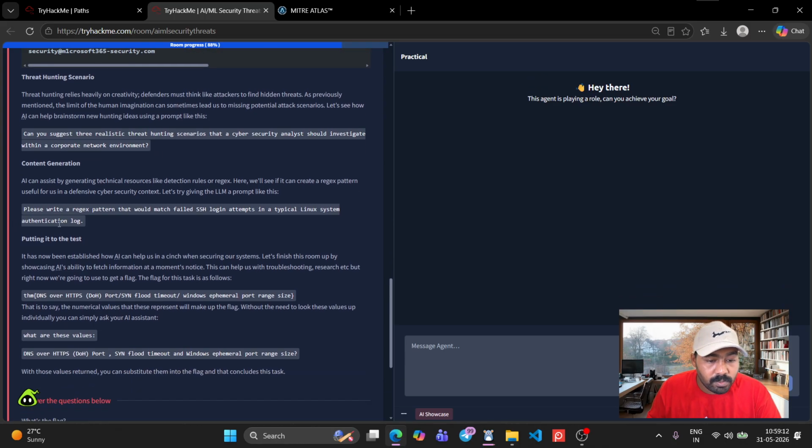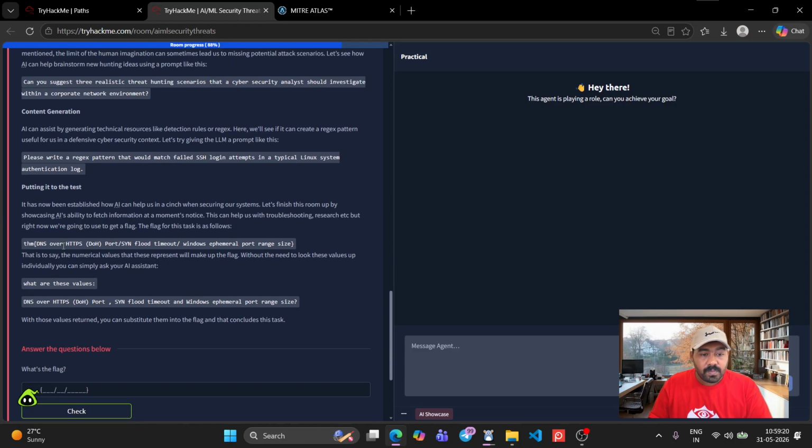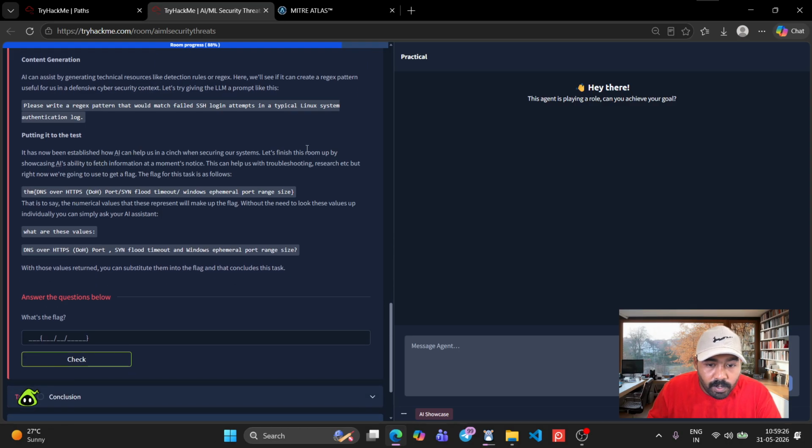Content generation. Please write a regex that would detect a failed SSH login attempt in a typical Linux system authentication flow. Putting it into the tool, it has been explained. Now we've explained how we can leverage it. I think it has now been established how AI can help us when securing our system.